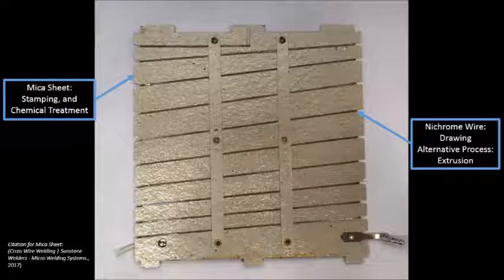The mica sheets and nichrome wire are contained in the following assembly. This assembly creates the heating element for the toaster. The mica sheets are stamped using a vacuum and a hydraulic press and later chemically treated. Once the mica sheets are completed, the nichrome wire is wrapped around the mica sheet. The nichrome wire is created via the drawing process. The nichrome wire could also be extruded. However, extrusion is used for more complex and larger components.